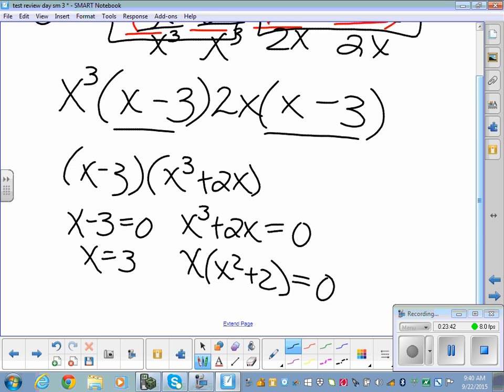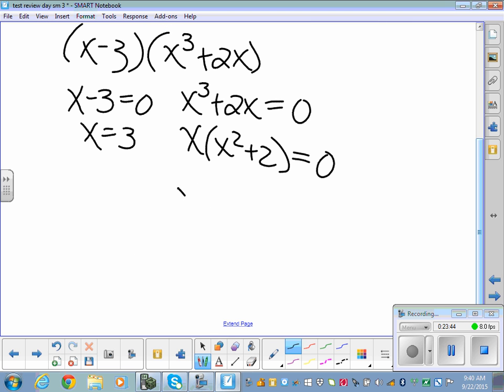Now we can set each of those equal to 0. So we'll set x equal to 0, and then this x squared plus 2 equal to 0. And now right here we have a quadratic, and we can continue to solve. That was like a 4, 3, 5 step problem, right? Does that make sense, everybody? Okay.